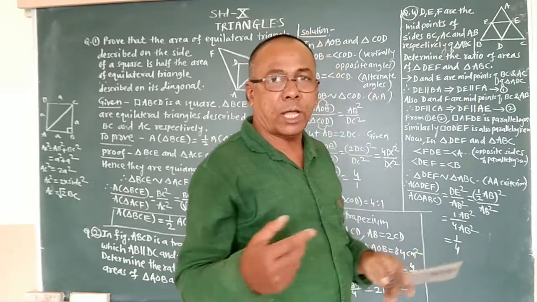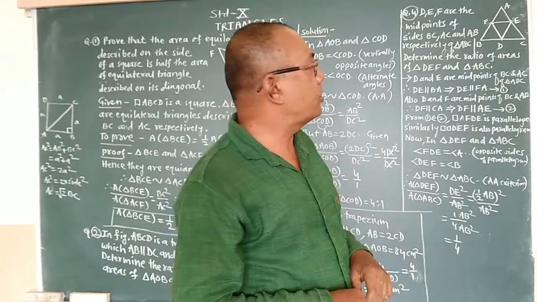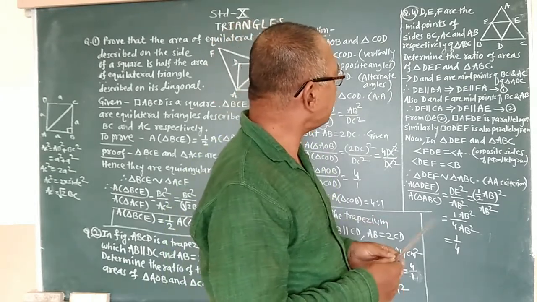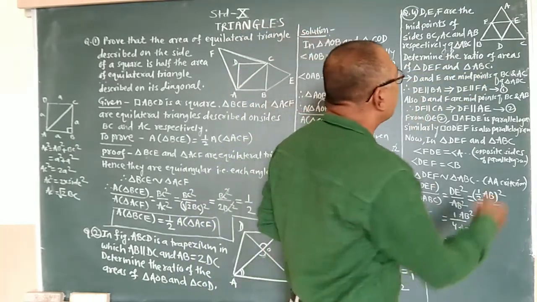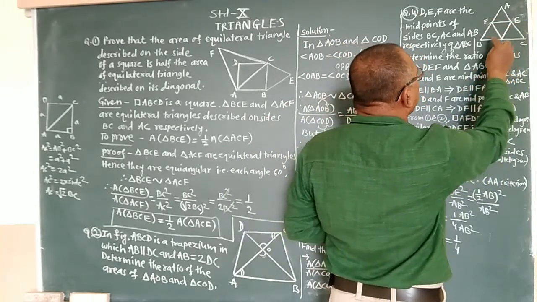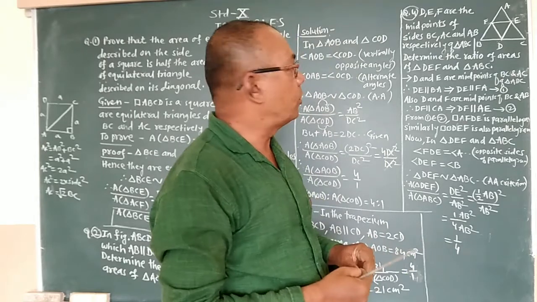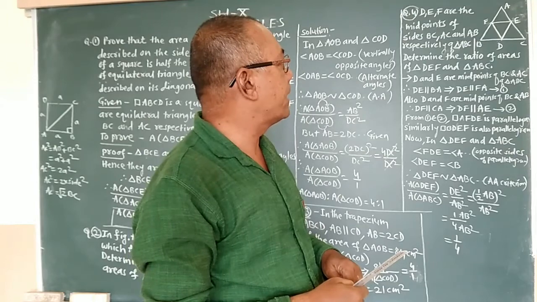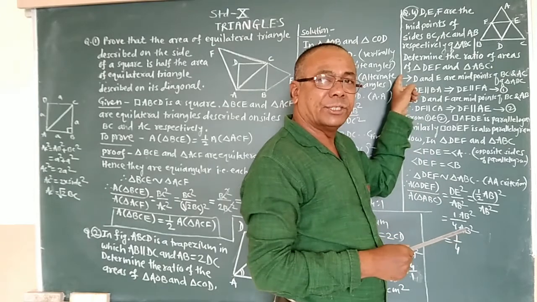Just now I have explained that D, E and F are the midpoints of sides BC, AC and AB respectively. Then determine the ratio of area of triangle DEF and triangle ABC. We have to take the ratio of area of our original triangle ABC divided by area of triangle DEF. So here we will see the answer.